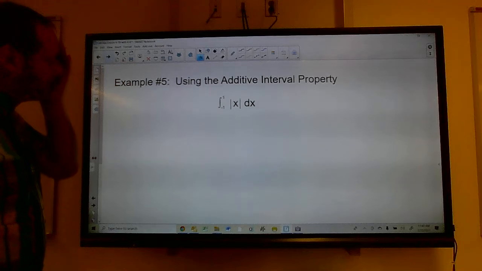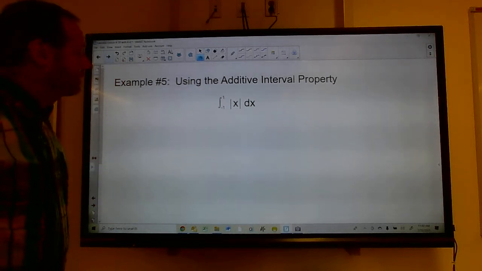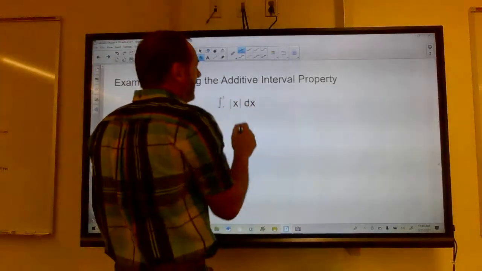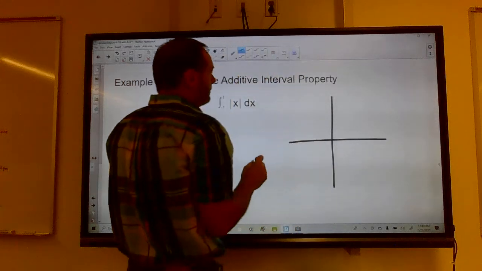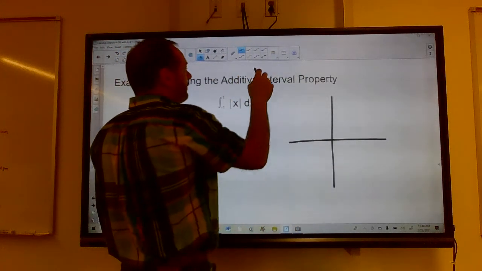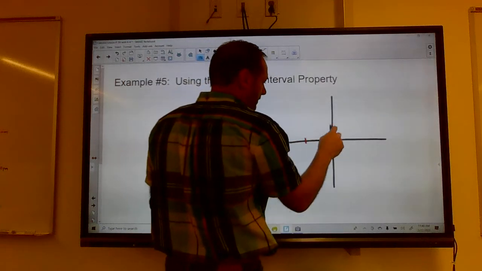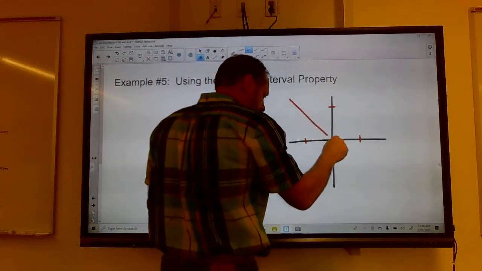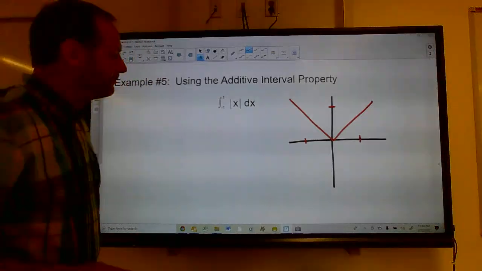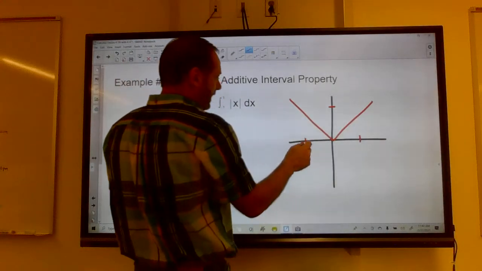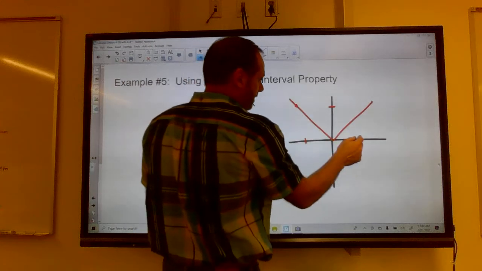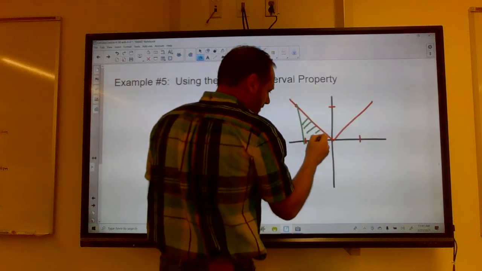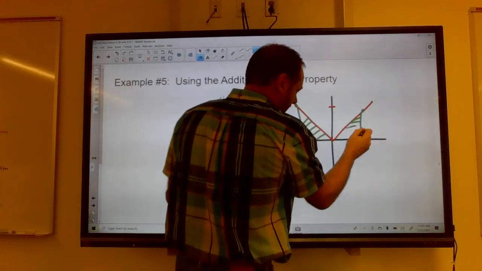Okay, here we're going to use the additive interval property. So find the integral from negative 1 to positive 1 of the absolute value of x. This is one where, if you look at the graph of it, it's very helpful. The absolute value of x from negative 1 to 1 is going to look like this, right? If you plug in negative 1, you get out positive 1. If you plug in positive 1, you get positive 1. So essentially you're finding the area of those two triangles.